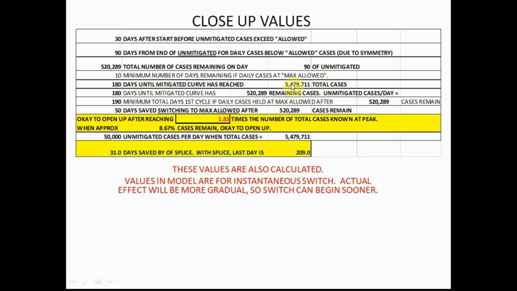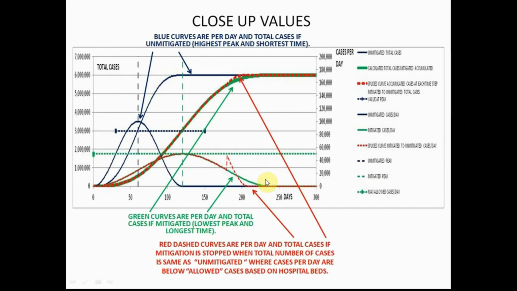When we have reached this number of cases, we're at a point where we can unmitigate, shall we say. So the number of cases at the peak, let's say that's 3 million, you multiply that by 1.83. When you reach that number of cases, then we're ready, we can open up. This means there's 8.67 cases in this scenario remaining. And this just shows that 31 days can be saved by splicing the unmitigated curve onto the mitigated curve.